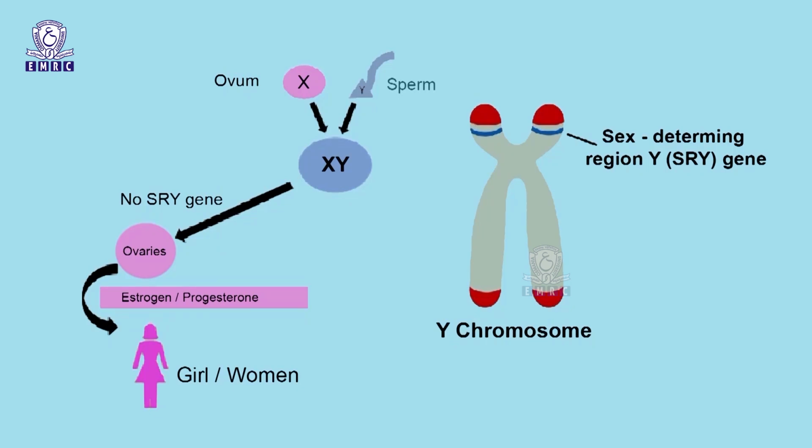Sometimes the SRY gene is missing from the Y chromosome or does not activate. The fetus grows, is born and lives as a little girl and later as a woman, but her chromosomes are XY. Such people are usually clearly women to themselves and everyone else.